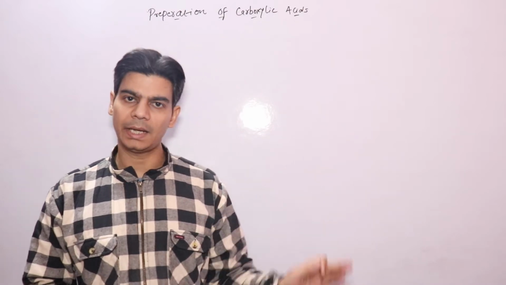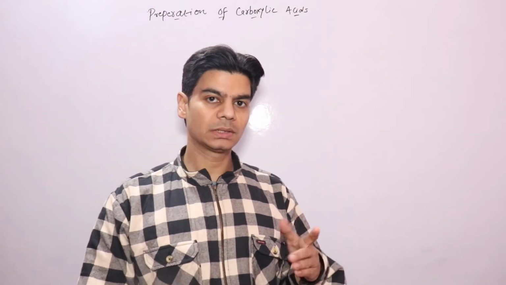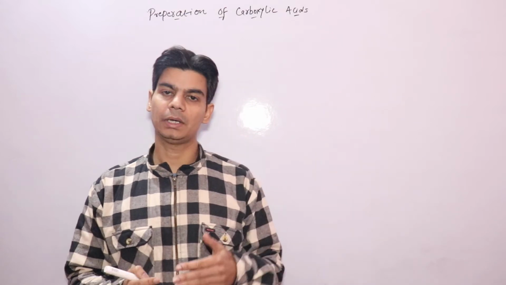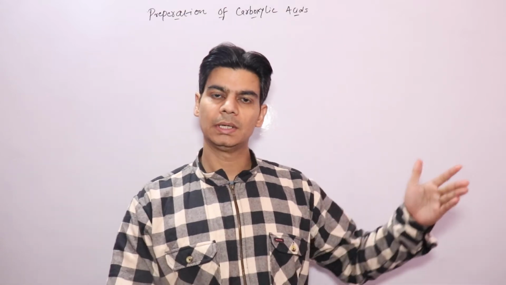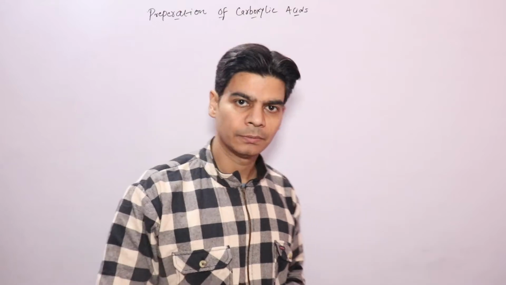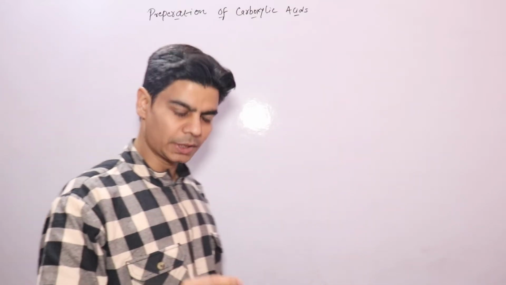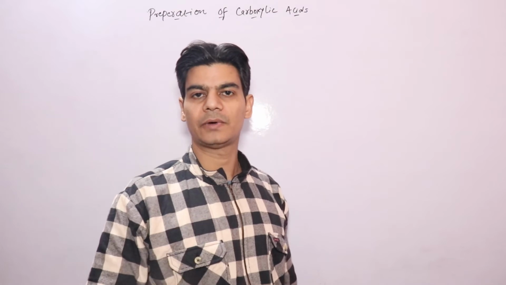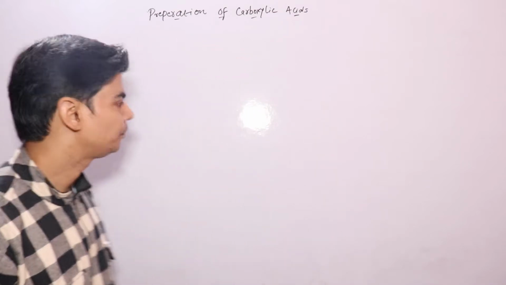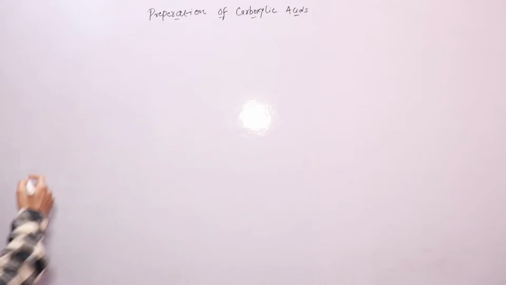Primary alcohols and aldehydes will undergo oxidation. So when we are saying oxidation, remember we need a reagent to oxidize the primary alcohol or your aldehyde. The reagent that we will use here is acidified potassium dichromate, or acidified KMnO4, or alkaline KMnO4, or alkaline potassium dichromate.